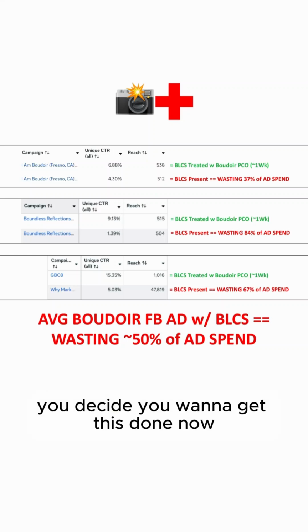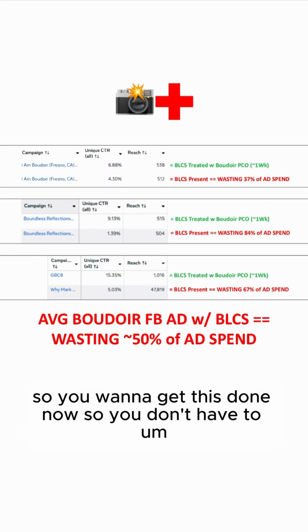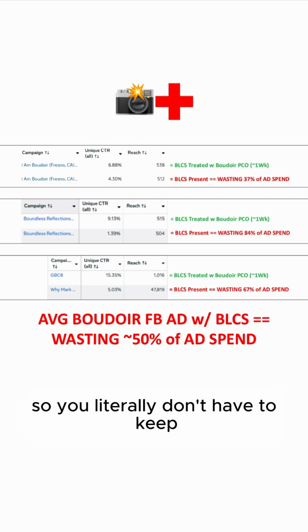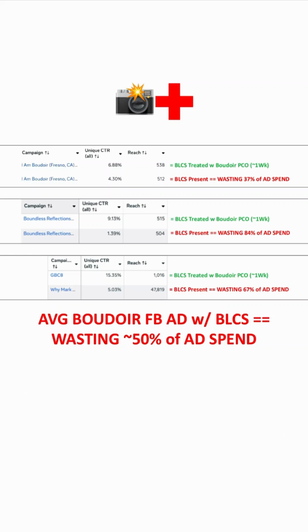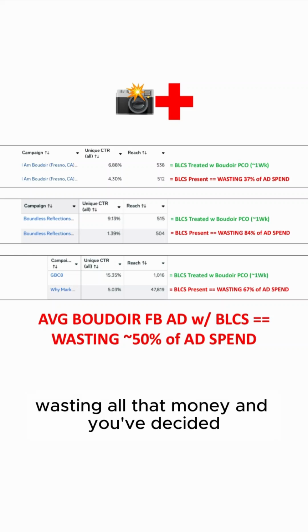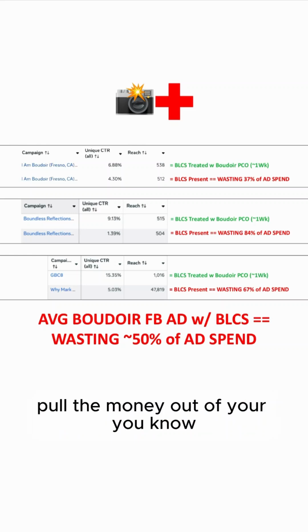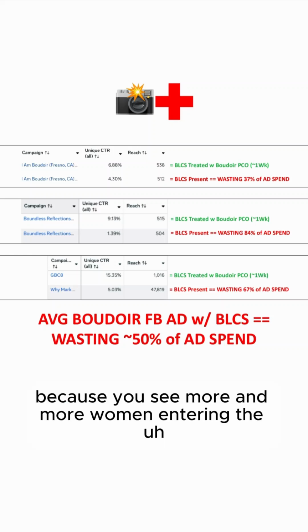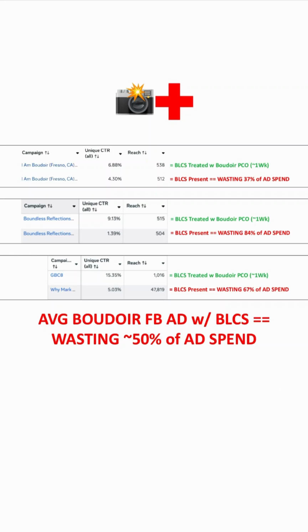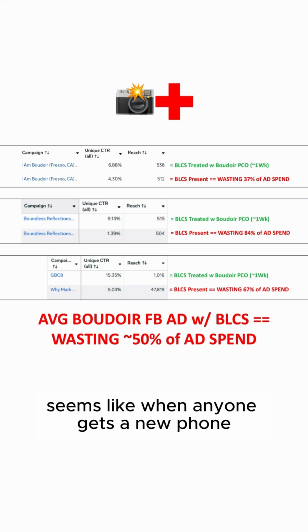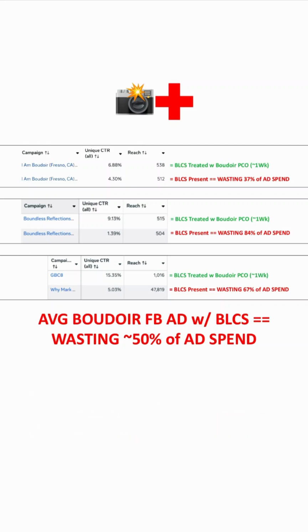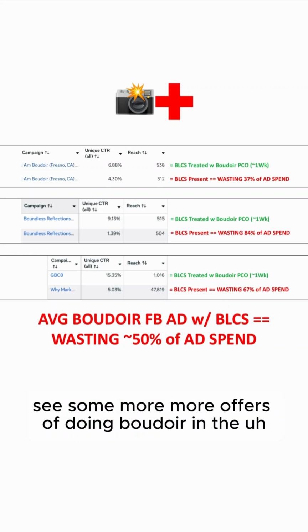And you decide you want to get this done now, so you literally don't have to keep wasting all that money. And you've decided you want to optimize this part of your business now, pull the money out of the leaky bucket in the Facebook ad spend, because you see more and more women entering the market as boudoir photographers every day. Seems like when anyone gets a new phone, throwing up some new Google My Business profile, or when anyone gets a new camera, you see some more offers of doing boudoir in the mom Facebook groups.